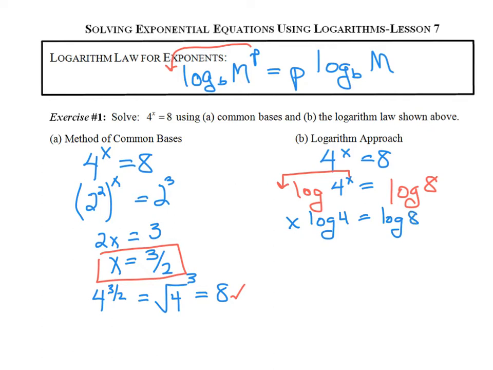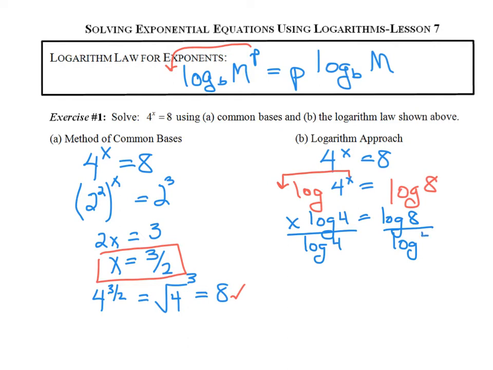Now you'll notice that I'm not writing a base on my logs. That's because I'm using a common log right now, where the base is assumed to be 10. So when I go to my calculator, I'm just going to be using the log key on my calculator, which is just to the left of the 7 key. So in order to solve for x, I'm going to divide both sides of the equation by log of 4.